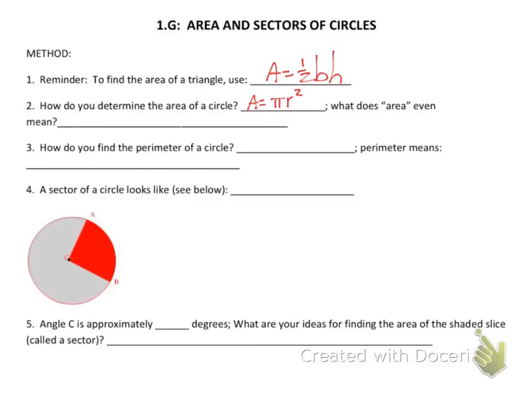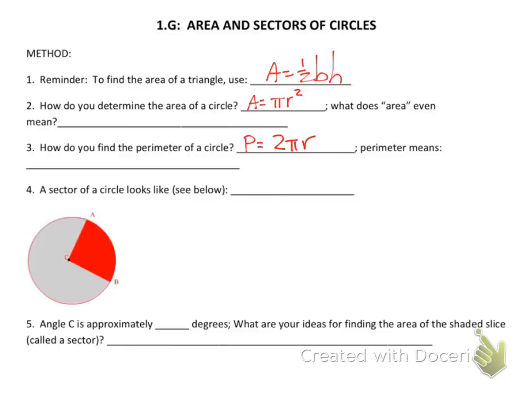How do you find the perimeter of a circle? What is perimeter again? The outside. So, perimeter equals 2 pi r. Perimeter means distance around the circle. You guys can fill that in. And a sector of a circle looks like a piece of pie. You can fill that in. Pie chart, right? So it looks like a piece of pie or a piece of pizza. The sector is the red thing.